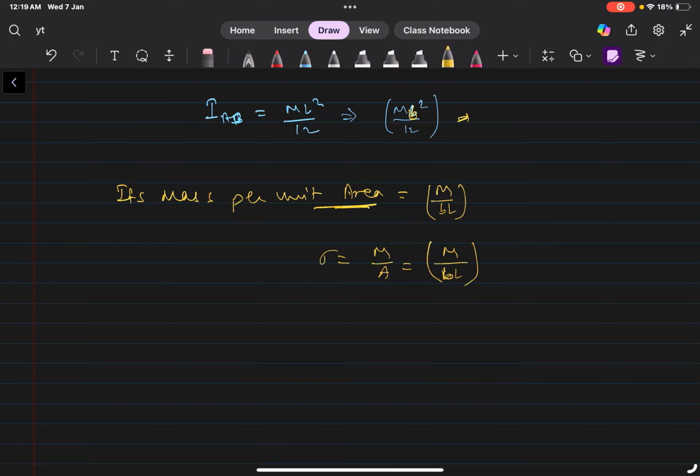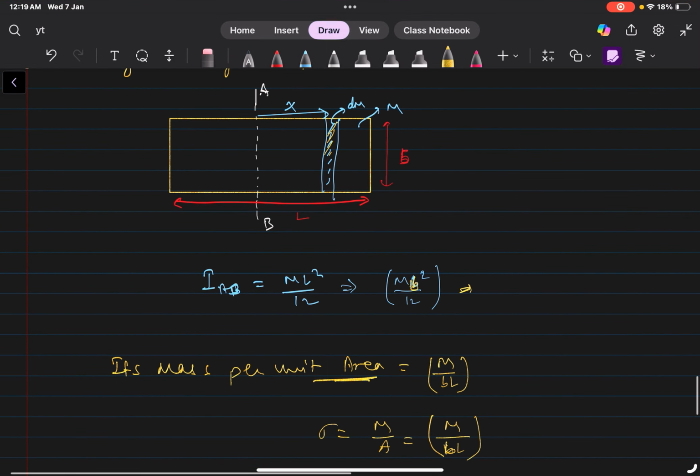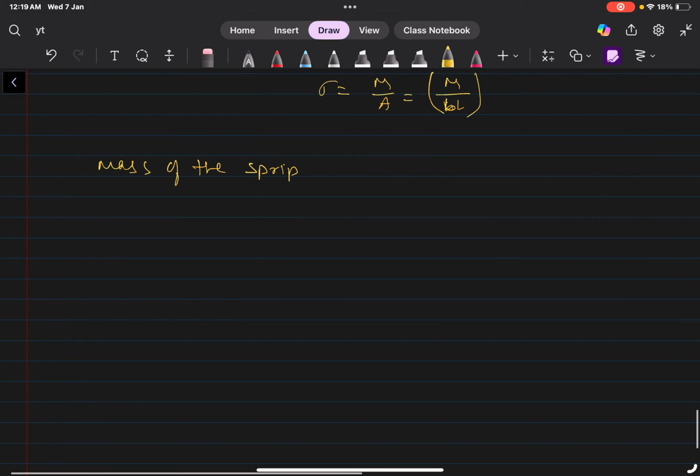Okay, now second part, we are talking about the area of a small strip. So the mass of the strip, which strip? We are talking about this strip. The mass of this strip will be dm. The formula is dm equal to m by b into L, into b into dx. So the b and b are cancelled out. The formula becomes m by L into dx. This is the formula here.